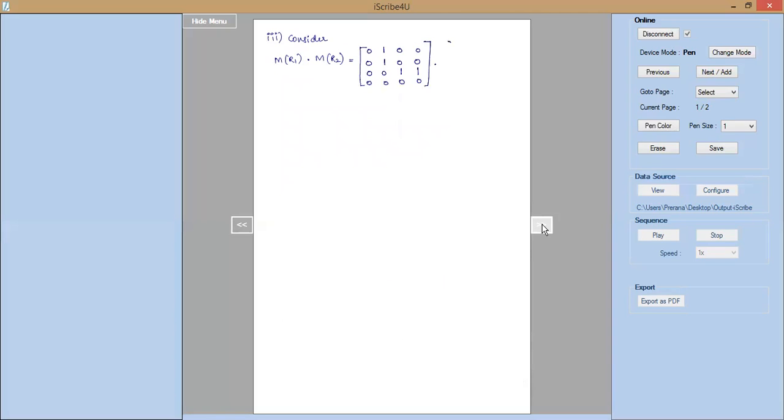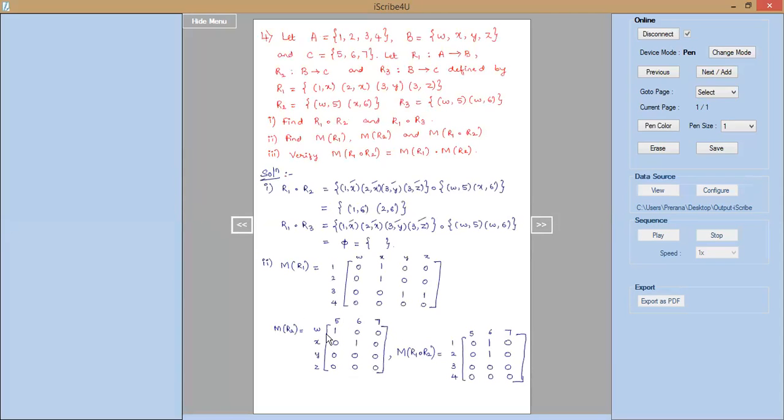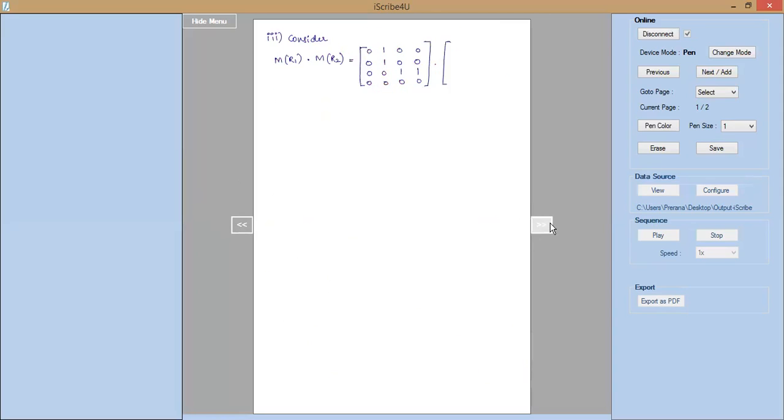Multiplied by matrix R2, given by 1 0 0, 0 1 0, 0 0 0, and last row also 0 0 0. We'll write down that matrix. A 4 cross 4 matrix multiplied by 4 cross 3. So the resultant matrix will be a 4 cross 3 matrix. Let us obtain it by doing the product of the matrices.